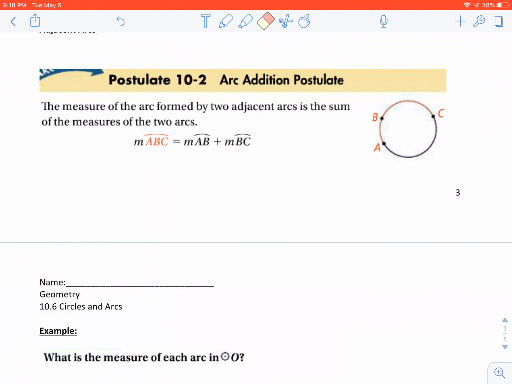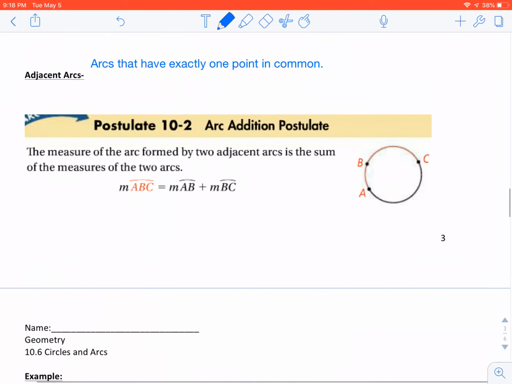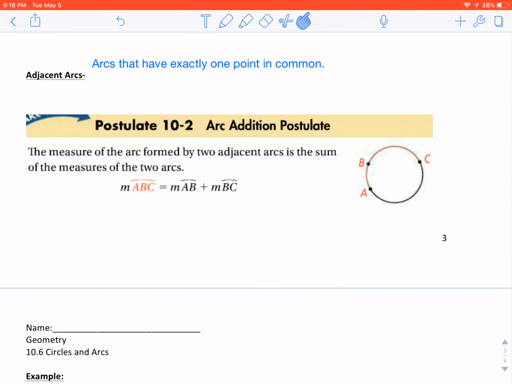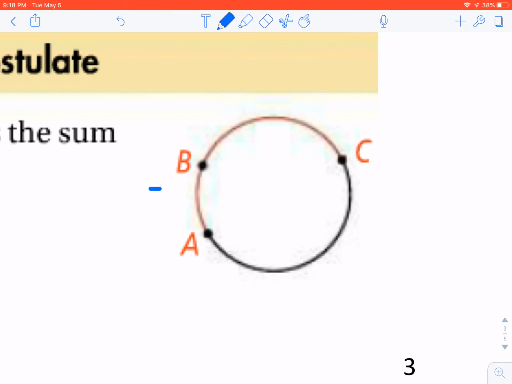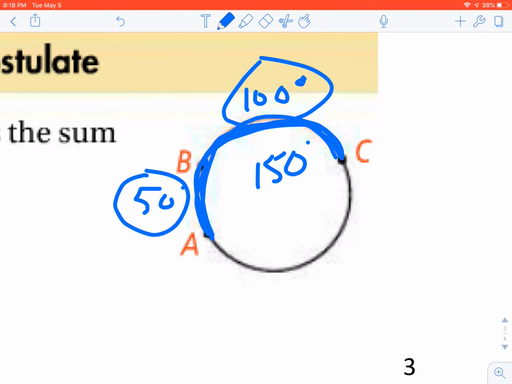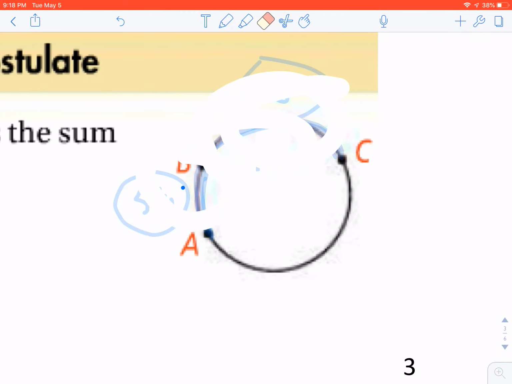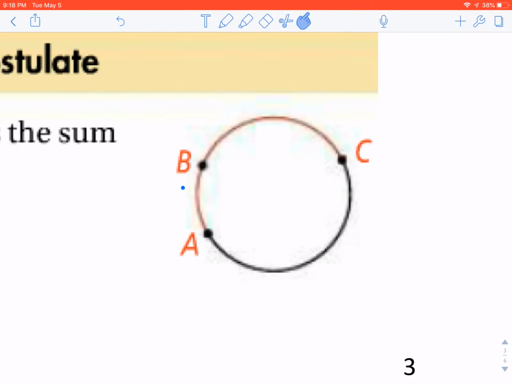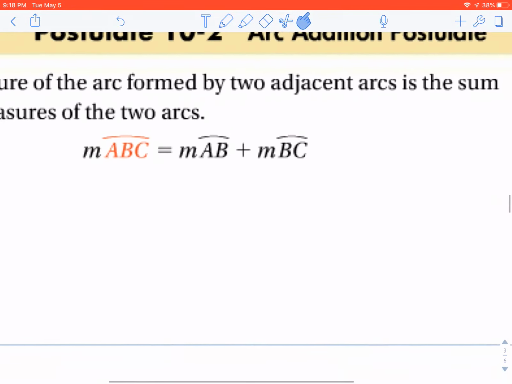Arc addition postulate is no different than the segment addition postulate you learned back in September. To make the math really easy, let's say this arc measurement AB was 50 degrees, and let's say the arc BC was 100 degrees. Well then the arc measurement of AC, which is still a minor arc, would be 150 degrees because I would add these two values together. That's all it's saying. You have two arcs that are next to each other or parts of each other. You can add them up to get the total.